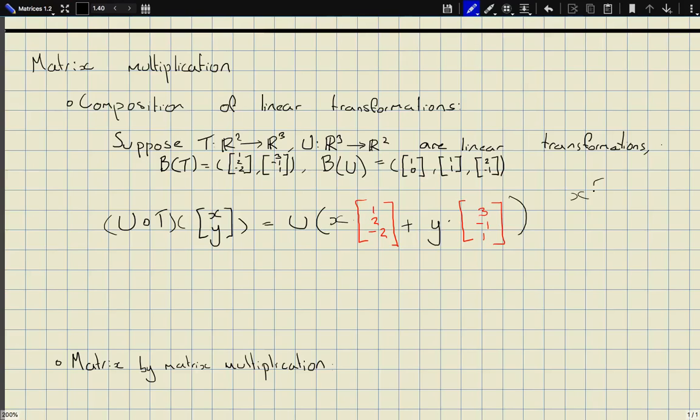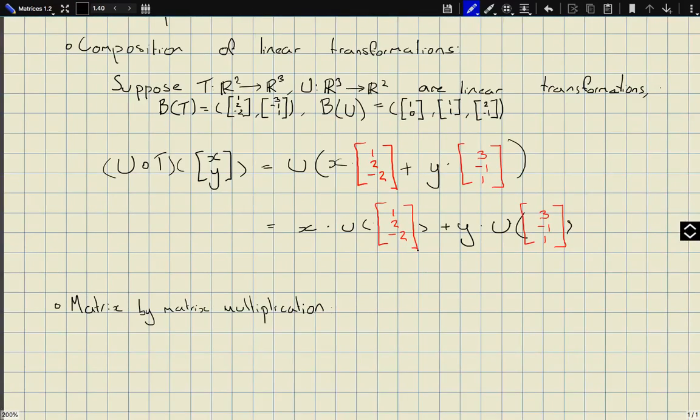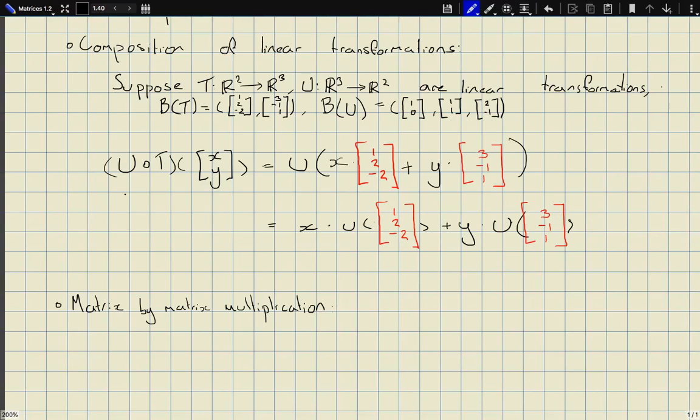And of course here you can actually see that this is just going to distribute. Just like when we had x times (1, 0) plus y times (0, 1), we can just distribute U over this addition and move the x's and the y's outside. So this is going to be equal to x times U of this basis vector here, plus y times U of this basis vector here. Cool. Now, what that means is that if we want to find the linear transformation which corresponds to this composition U of T, all we actually have to do is take the basis of T here and transform each of these vectors by U. So we transform all of these vectors by U.